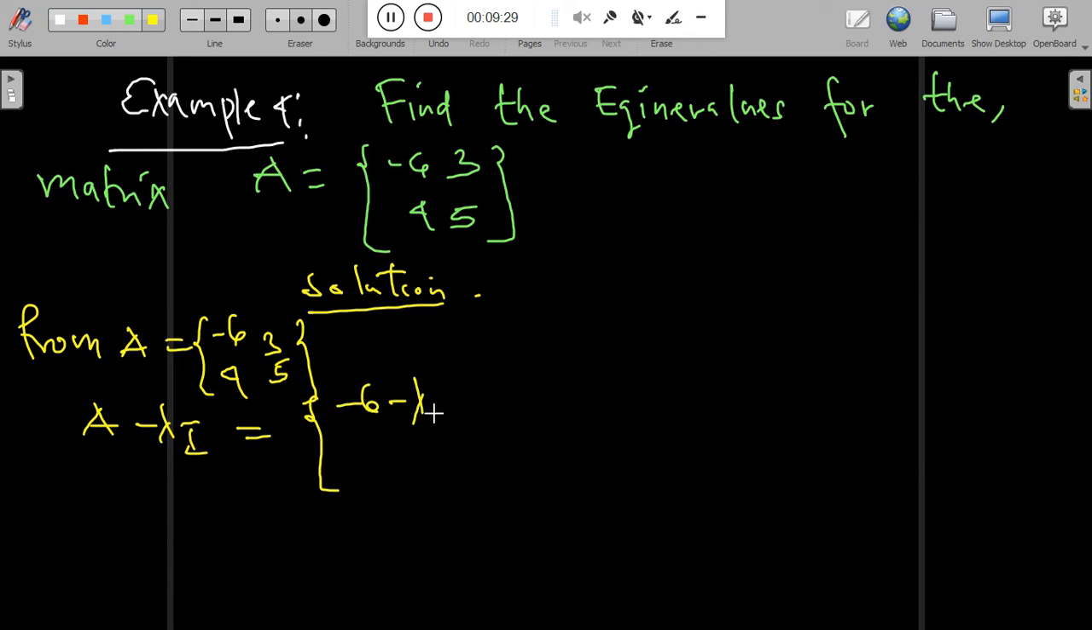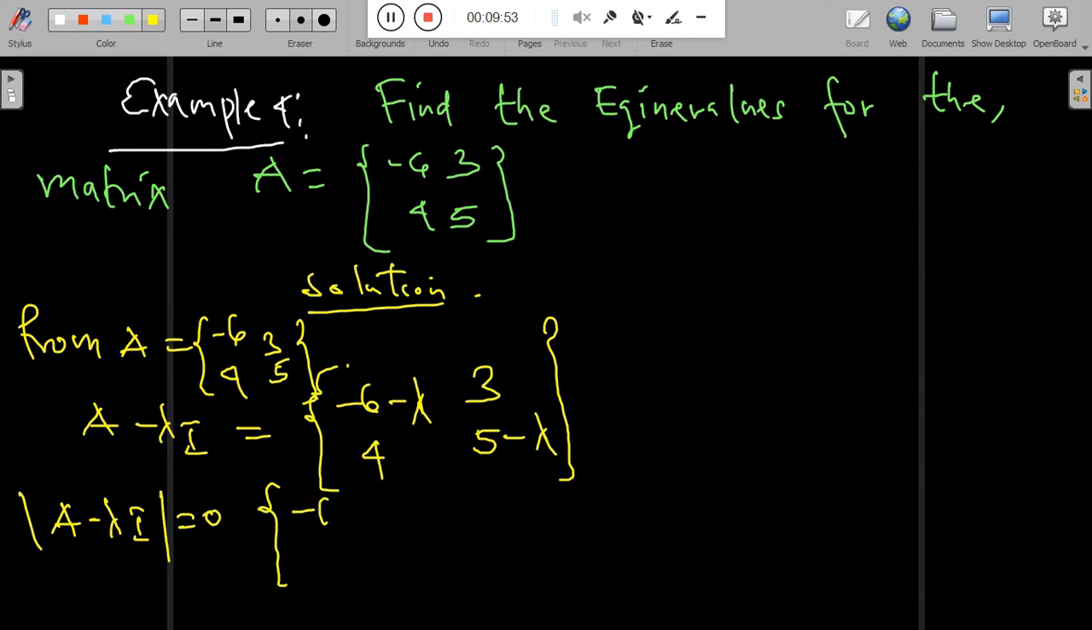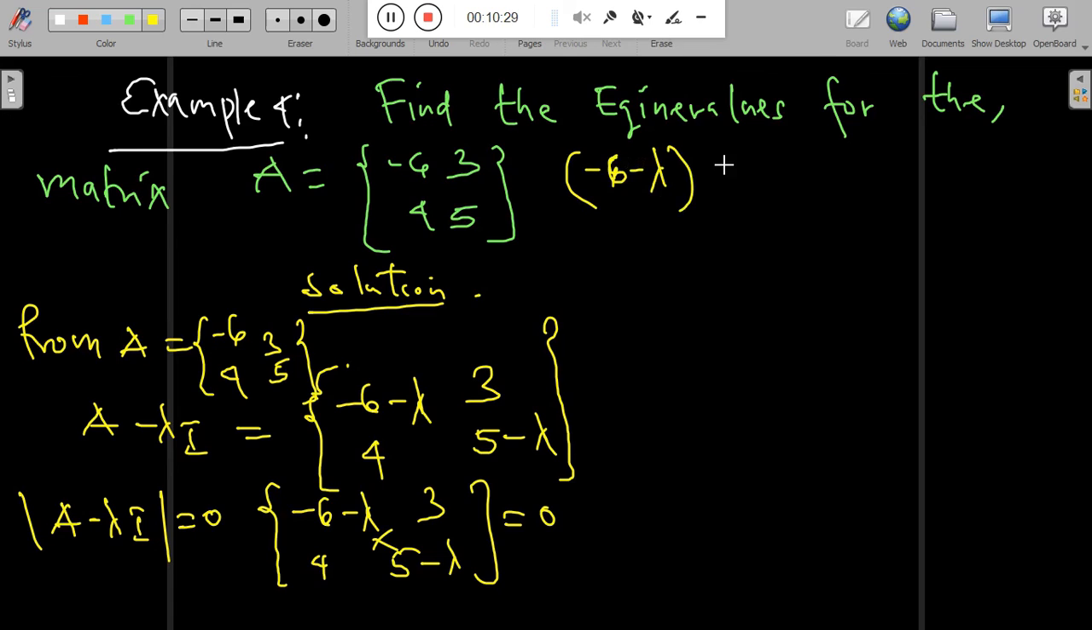So when you take A minus lambda I, and we equate, we minus lambda on the left diagonal, that is 6 minus lambda. On the right diagonal, we take 5 minus lambda, we take out 4 times 3. So the eigenvalues, when we find the determinant and the equation is equal to 0, it will give you negative 6 minus lambda times 5 minus lambda, then minus 4 times 3, and we equate it to 0. So this will give you exactly negative 6 minus lambda, then times 5 minus lambda, then minus, then we take out 3 times 4, which is equal to 0.